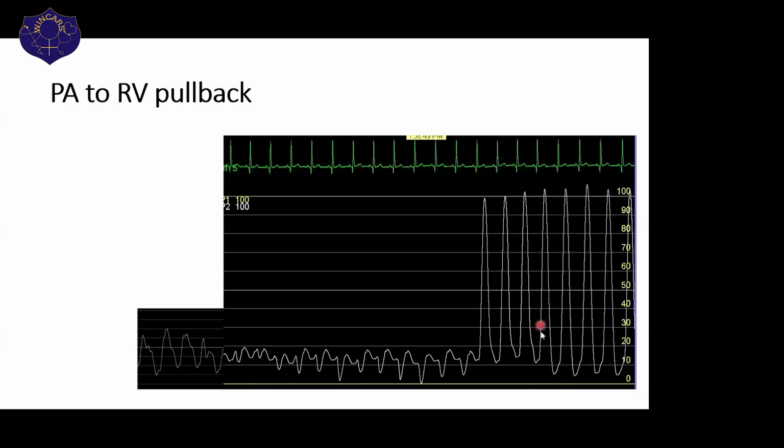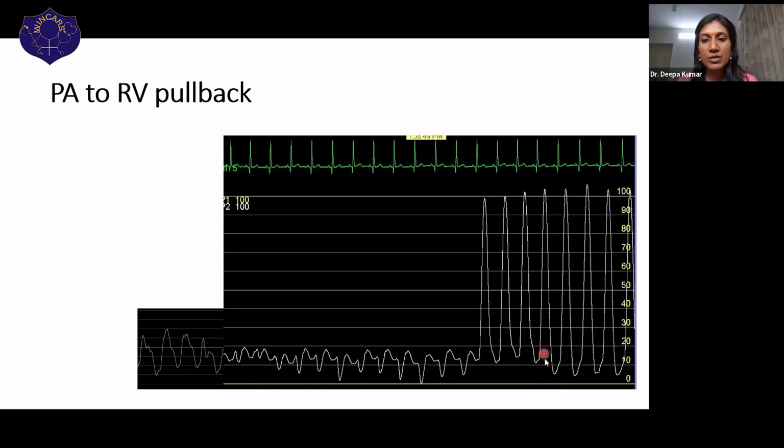Then in the last three beats, you have come from the proximal PA into the right ventricle. How would you identify this as right ventricle? Now the diastole is dipping to near zero. You have an end diastole and then the RV peak. So RV systole corresponds to the proximal high pressure PA chamber, but the diastole falls below that of the proximal PA chamber. So this is a proximal PA stenosis.